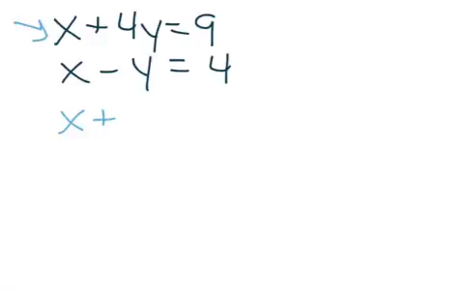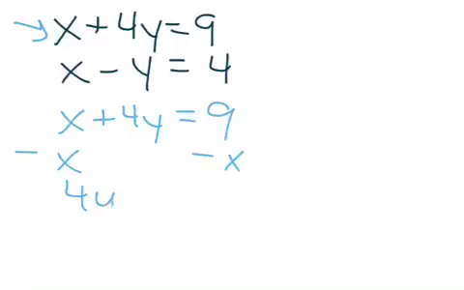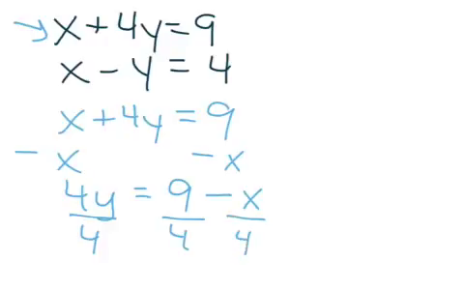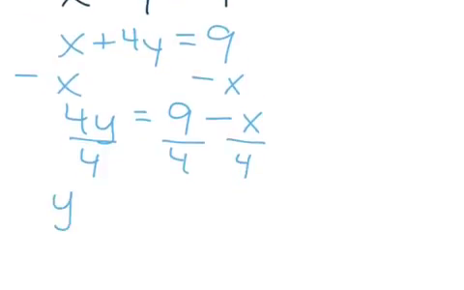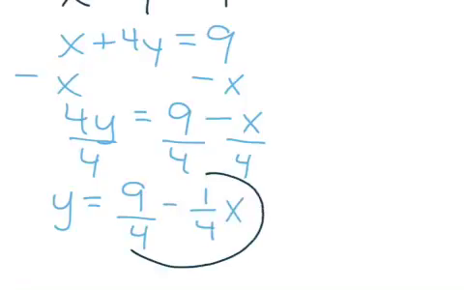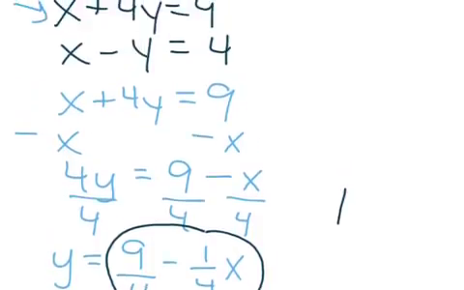So I've got x plus 4y. I'm just going to rewrite it, and I'm going to get rid of the x instead. So I've got 4y equals 9 minus x, and divide everything by 4. Makes it look a little yucky, but that's okay. So I've got y equals 9 over 4 minus 1/4 x. So I can take this and plug it back into the other equation where it says y.